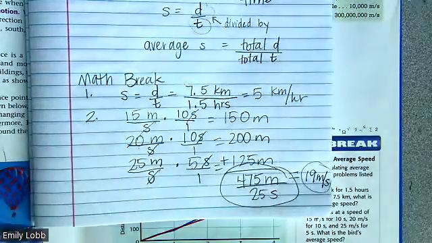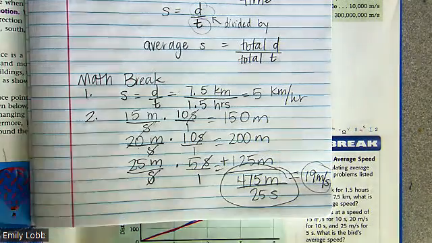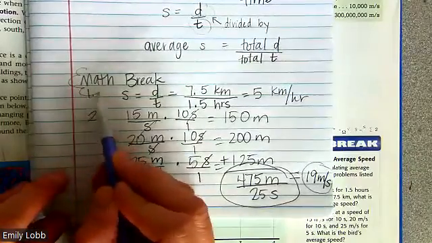We good there? Yes, we're good there. Is that what you guys got? Perfect. It was a little tricky for sure. But that's not all you have to do. We have to keep cruising. That was just our math break.